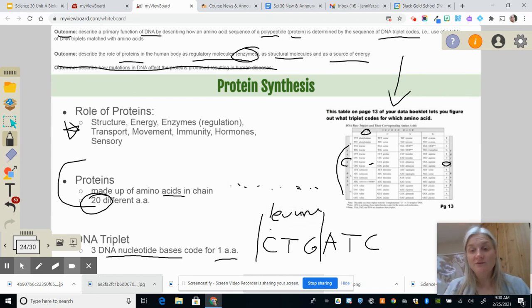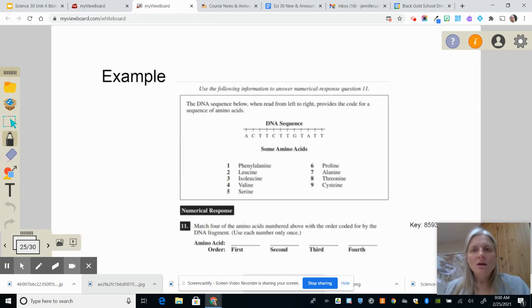So that's your first amino acid that's being coded for. Make sure you have your data booklet available when you're doing your unit test. You will need that. There's an example question. The key is down below here. Make sure you try this with your data booklet. If you want to pause right now and give that a go. It's too hard for me to flip around with the data booklet, so I'm not going to do this one. That's why I did an example on the last page.